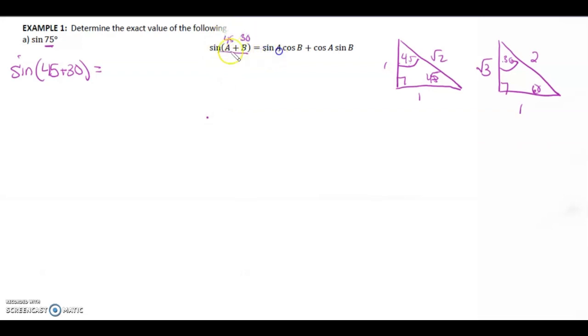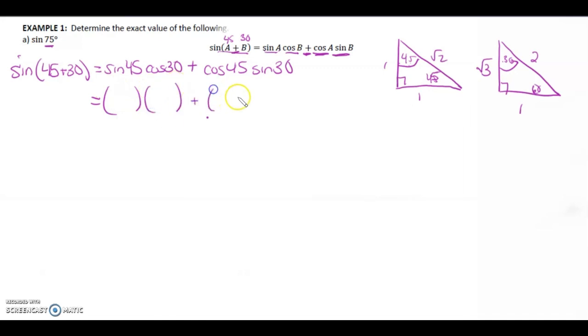So we write sine a, so sine 45, cos b, so cos 30, plus. For the addition, the signs match, plus plus, that's fine. Cos a, so cos 45, and then sine b, so sine of 30. Okay, so here's the expansion. Now we're going to sub in the ratios. This is just like what we saw in the last unit. I'm going to get 4 ratios, and I'm going to sub them into these brackets.